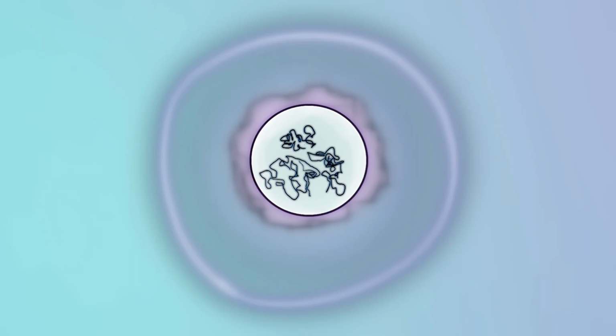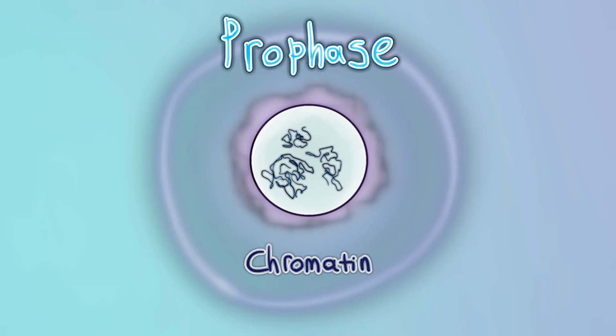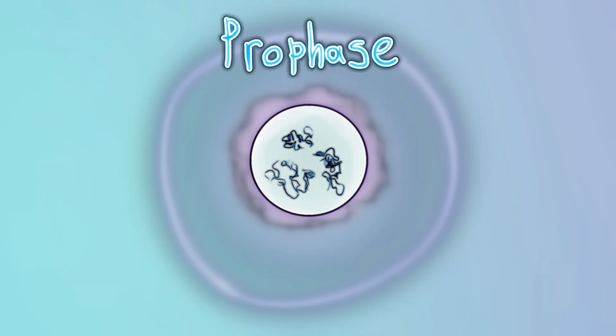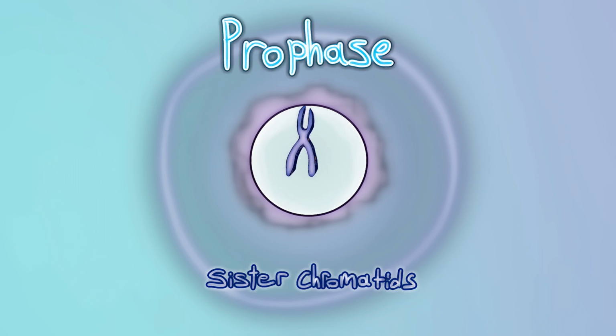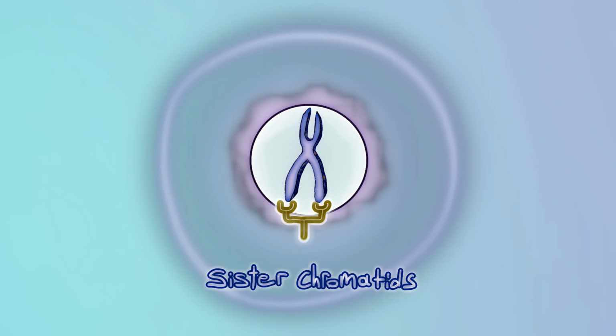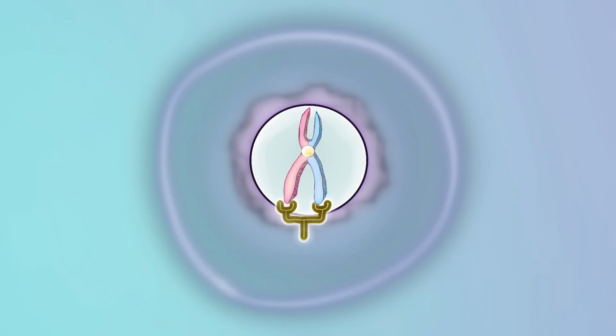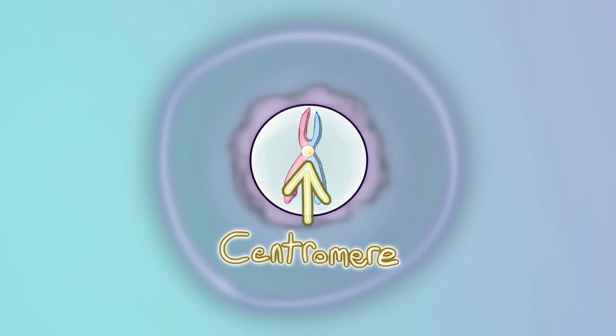As you can see at this point in the cell cycle, the DNA within the nucleus is all in the form of loose chromatin, which looks sort of like spaghetti. During the first stage of mitosis called prophase, the loose chromatin condenses into X-shaped structures called sister chromatids, which are the 2 identical copies of a single chromosome created during S phase. These are connected at the center by something called a centromere.